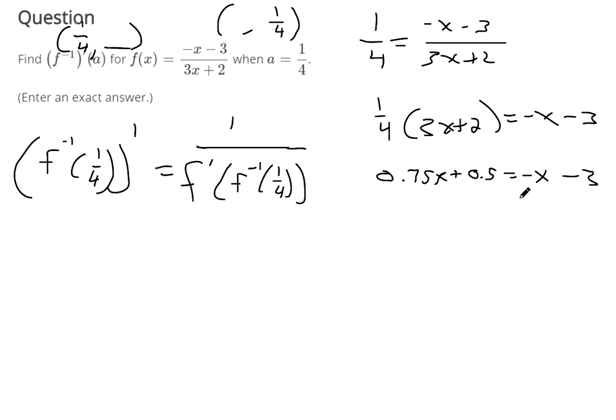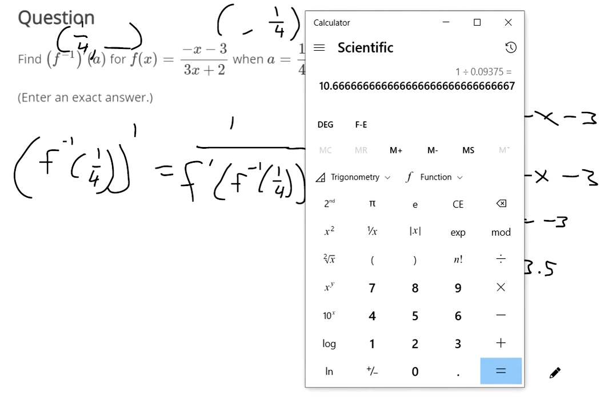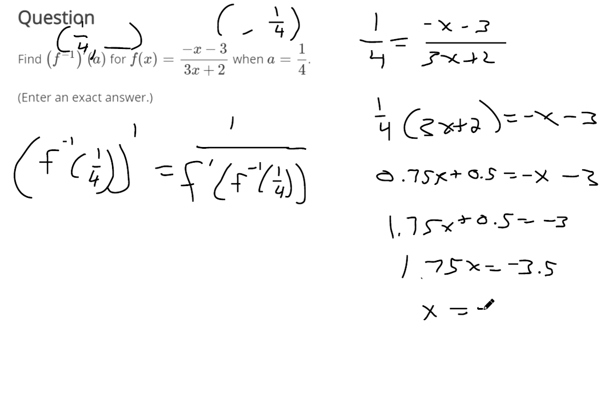And then I'm trying to get x by itself, so I'm going to add 1x to both sides. So it makes 1.75x plus 0.5 equals -3. So subtract that 0.5 from both sides, and then divide 1.75 from both sides. So 3.5 divided by 1.75, that makes -2. Okay, so -2 in the original function for x gives us 1/4 for y. That means -2 is the response variable here.